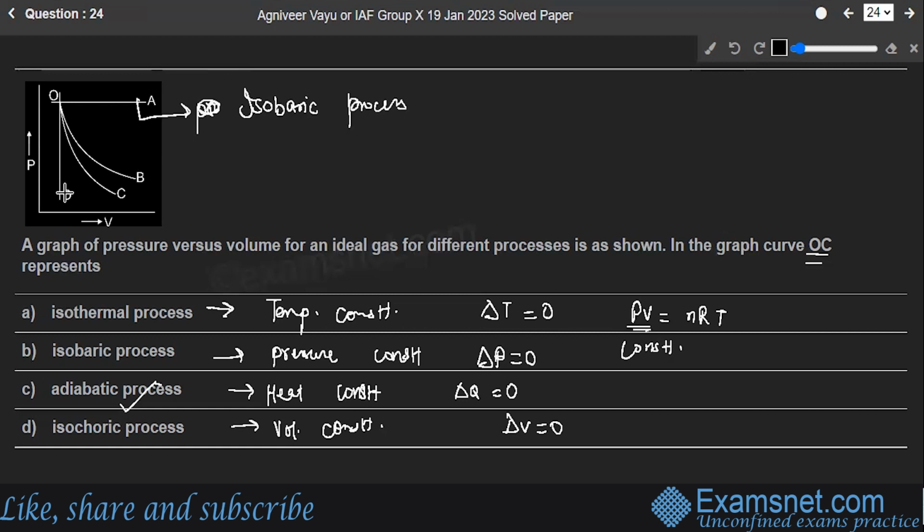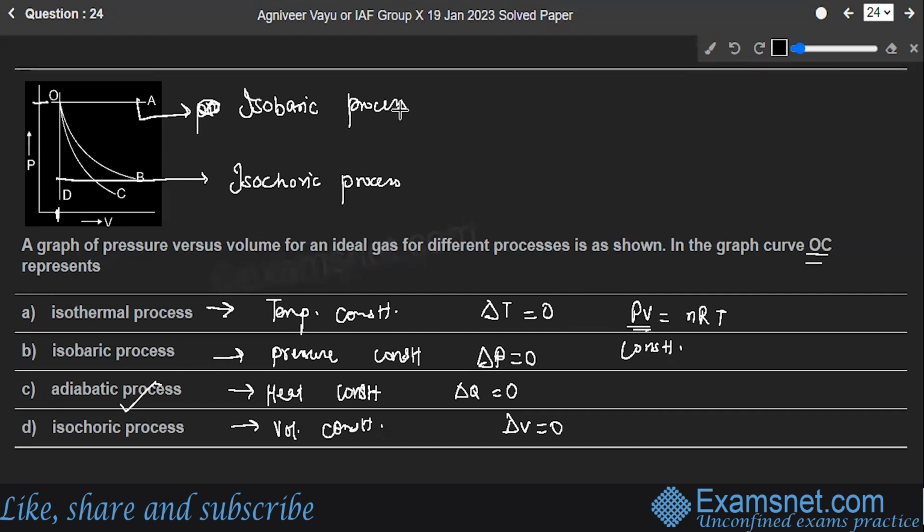And the curve OD, this is isochoric process. Now, why is that? I'll just discuss these two processes first. Isochoric, in which the volume remains constant. See, the volume is constant, no matter what. And in OA, you have the pressure as constant. So, this is isobaric process, correct?